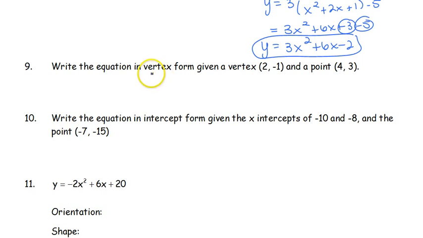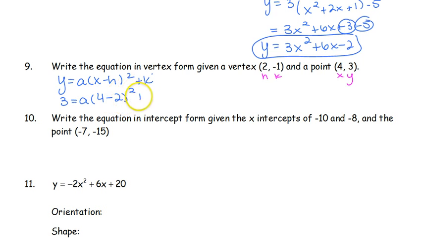Write the equation in vertex form. So vertex form, y equals a times x minus h, quantity squared plus k. And we have a vertex, which is at h, k. We've got a point at x, y. We plug all that stuff in. So our y is 3. We're trying to find a. We have our x from our point is 4. Our h is 2. Our k is negative 1.